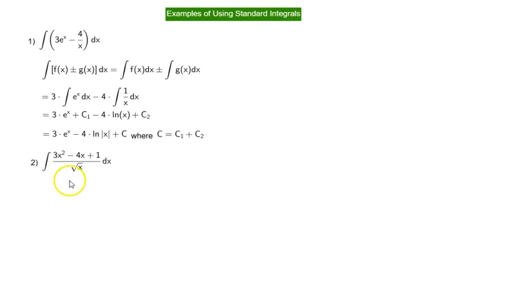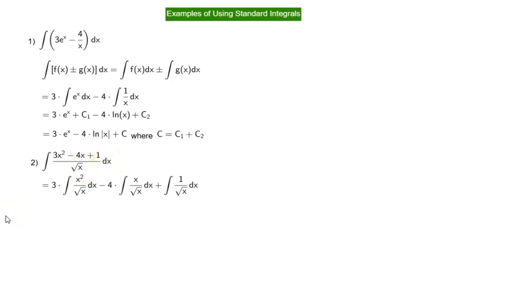Let's look at the second one. Again, we have the integral of 3x square minus 4x plus 1, the whole thing divided by root x dx. So here, what do we do? We split this into 3 fractions, and we take the constants out. So 3 times the integral of x square by root x dx minus 4 times the integral of x by root x dx plus the integral of 1 by root x dx.